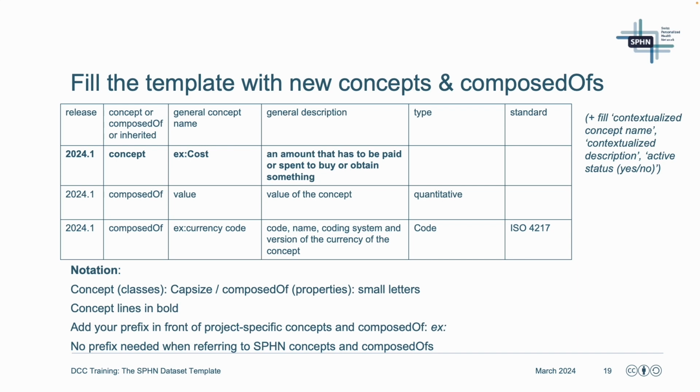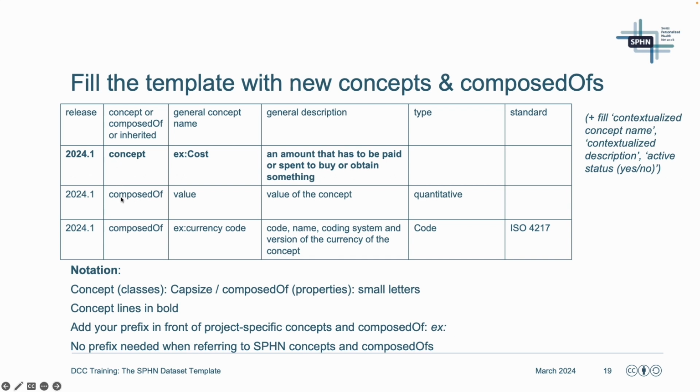Now that the concept and its composed ofs are designed, you can start to fill in the template. The release column corresponds to the version in which the content present in this line was either added or last updated. Since this is most likely your first schema, it most likely refers to the version you've added to the metadata tab. The second column needs to state if the line corresponds to a concept or a composed of.